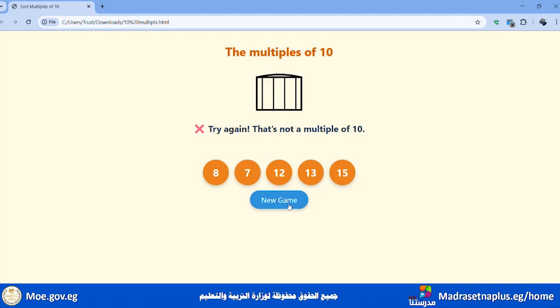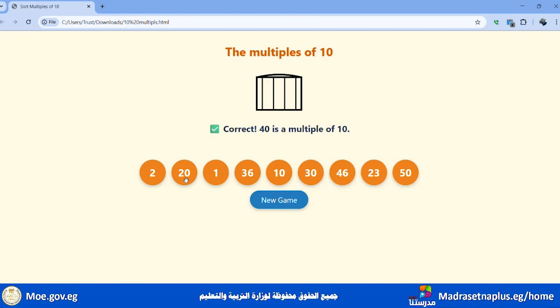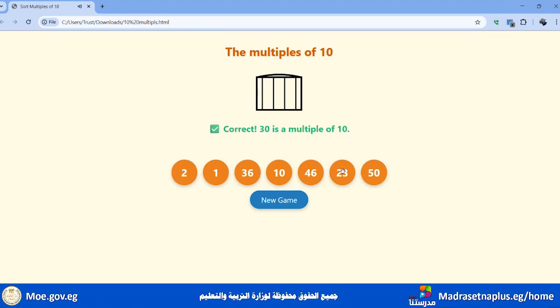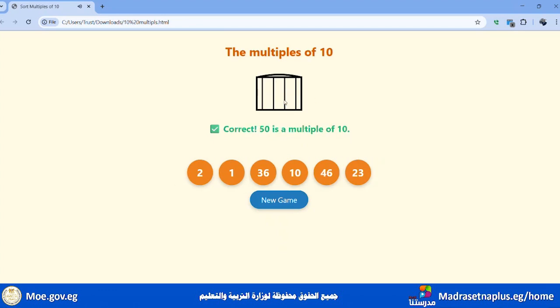Let's play again. 40, 20, 30, 50. All of them are right. Why? Oh, there is a secret now. All of them are multiples of 10 because they have 0 in the ones place.